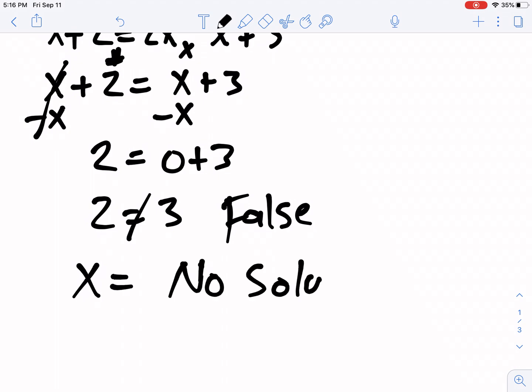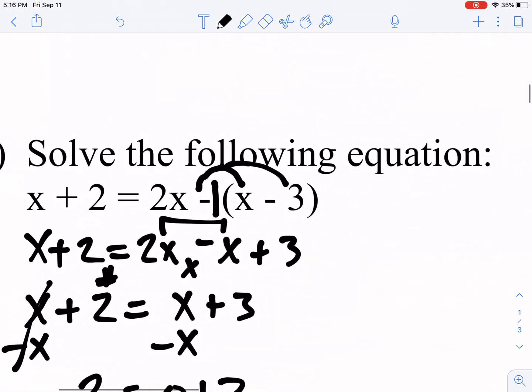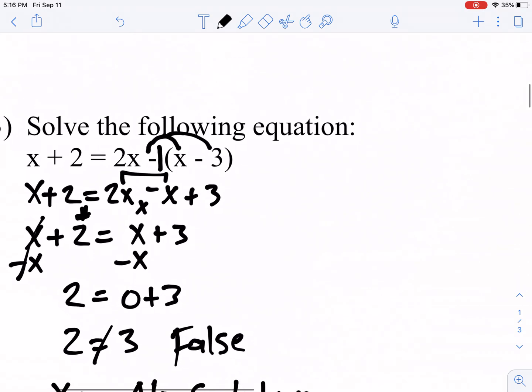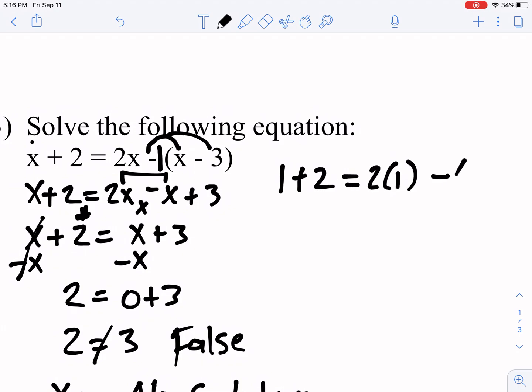Okay? In other words, there is no number that we can plug in into this equation to get both sides to match. It will never work. Okay? And we could even try that. We could plug in a number just to show you. If I plug in 1 for x, we'd have 1 plus 2 is equal to 2 times 1 minus 1 for my x in there, and then 1 minus 3. So if I plug in 1 for all my x's here, let's just show that this doesn't work here.